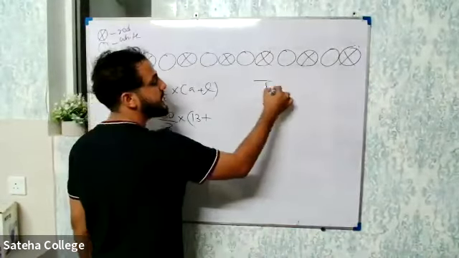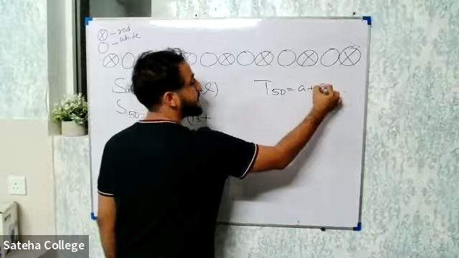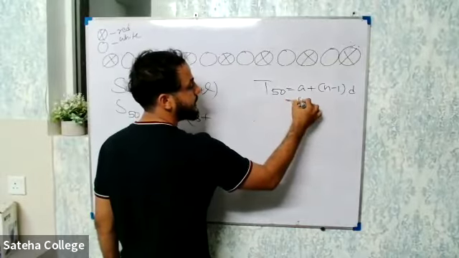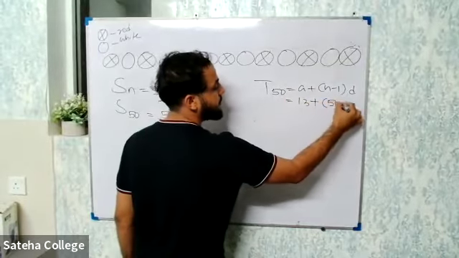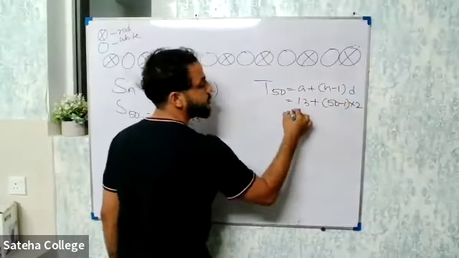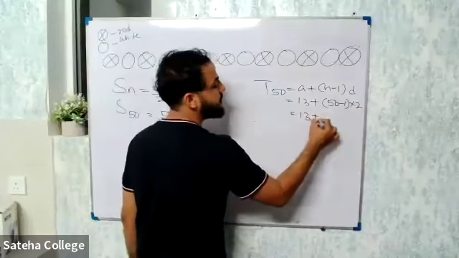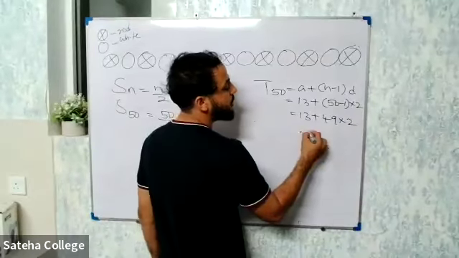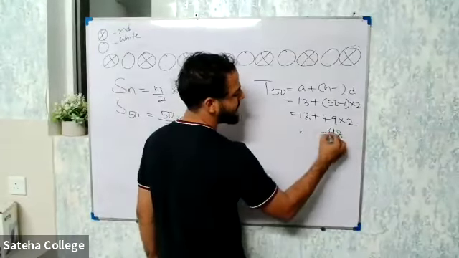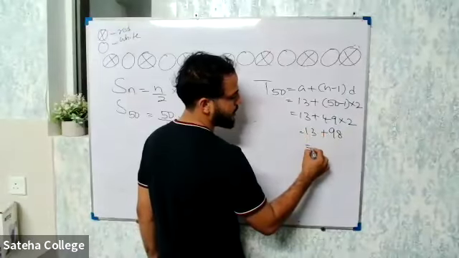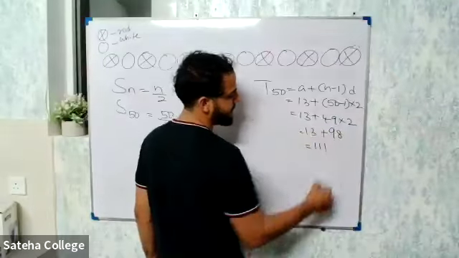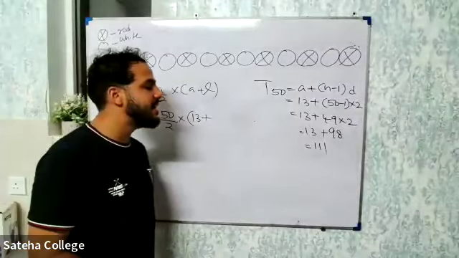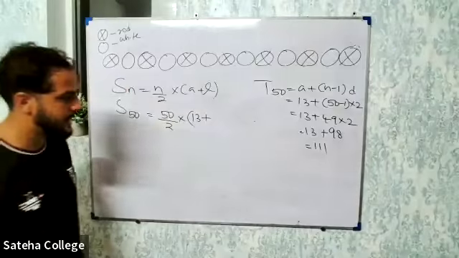That is your 50th row, T50, equal to a plus (n minus 1) times d. The first term is equal to 13, for the 50th row it is 50 minus 1, and the common difference is 2. You have 13 plus 49 into 2. 49 into 2 is 98, plus 13 is equal to 111, right? So your last row will have 111 shrubs.